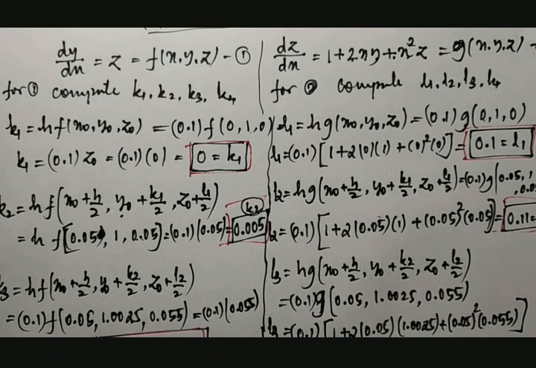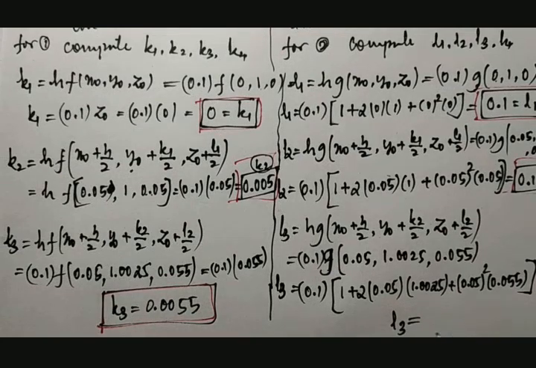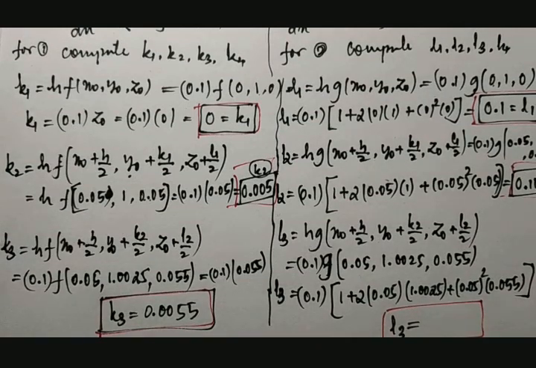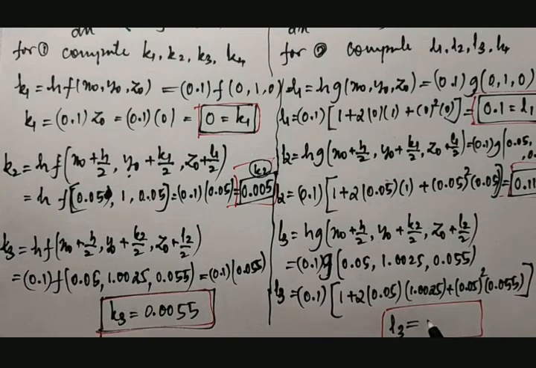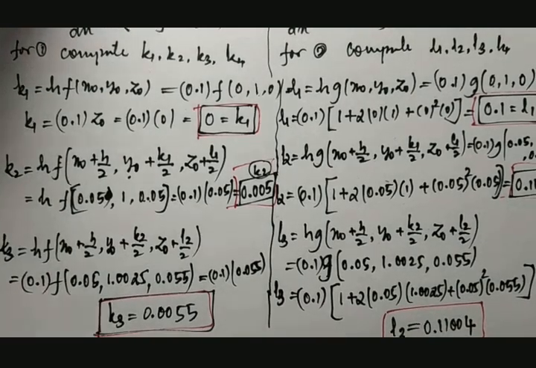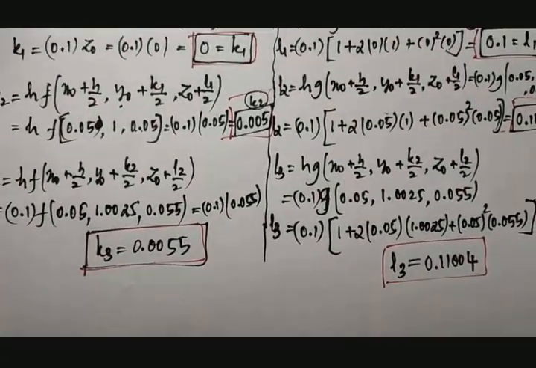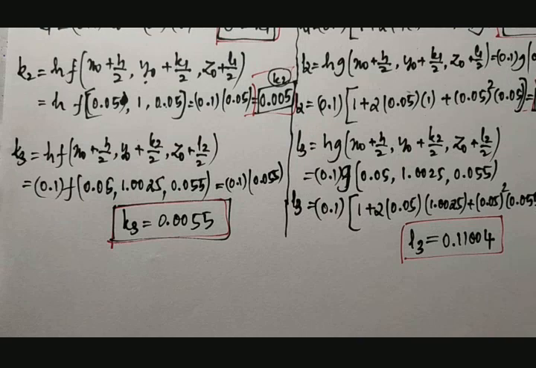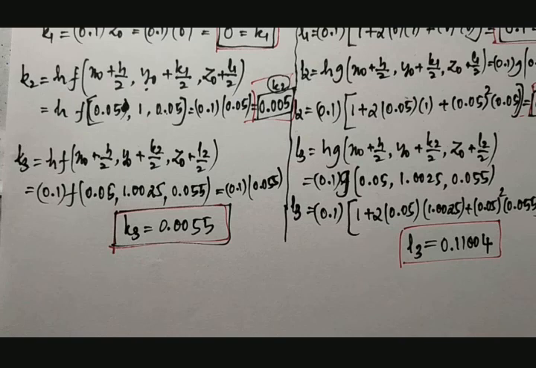If we calculate this, we will be getting L3. Let us see what L3 is. Use the calculator and calculate. L3 is equal to 0.11004. Fine. So this is the result of K3 and L3. Similarly, we need to calculate K4 and L4.